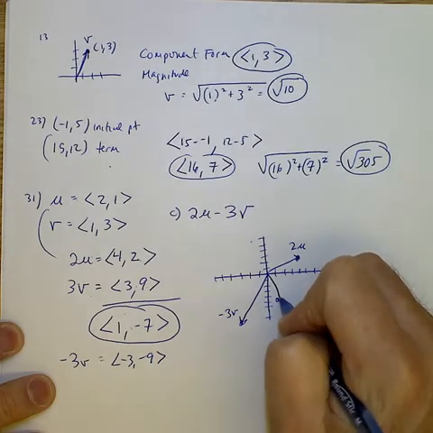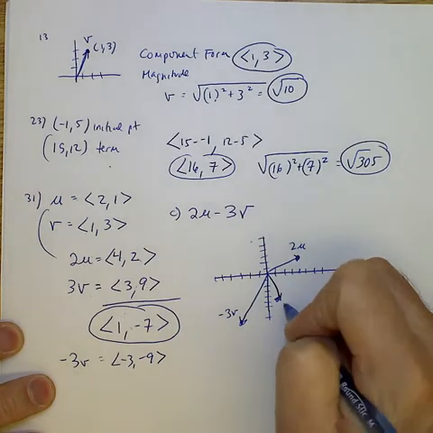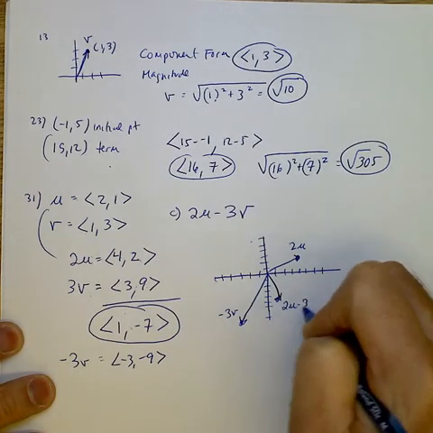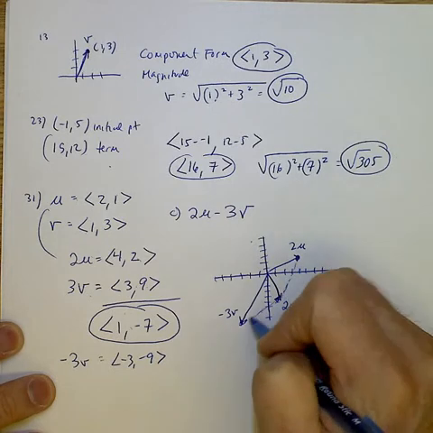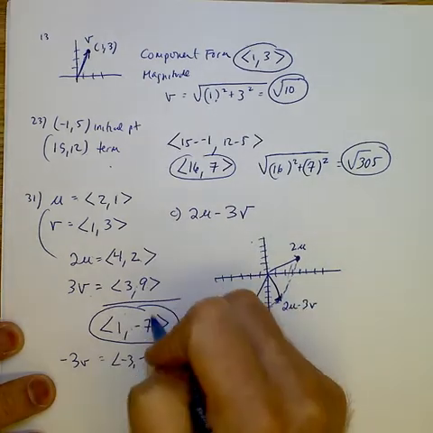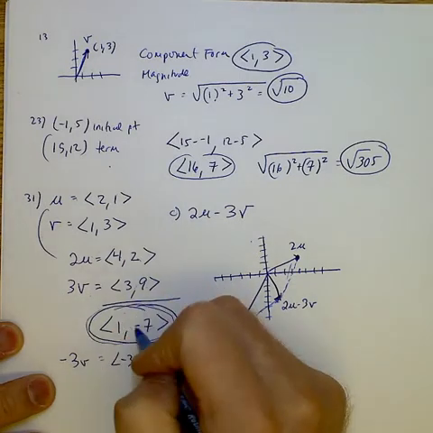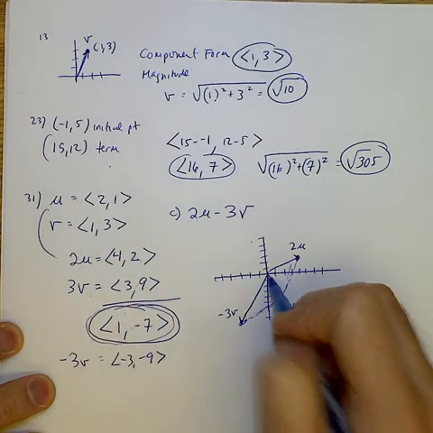Terrible line, but that's basically 2u minus 3v. And if you did it right, it should roughly make a parallelogram, which in this case it does. So here's your answer algebraically for 2u minus 3v, and here's your answer graphically.